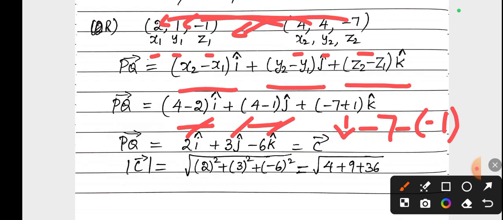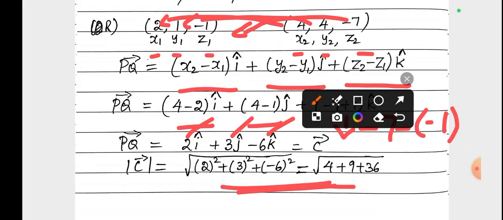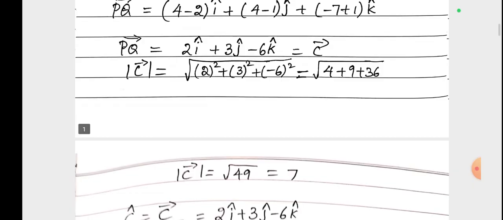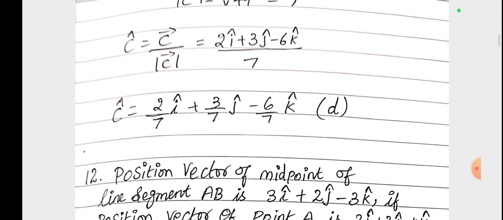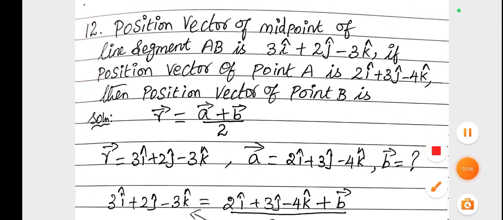And we are finding the magnitude, which we have already done in the earlier method. We got root 49, that is nothing but 7. Then we can find as usual C cap equals C vector by magnitude of C vector, and we will get the same answer. So now, are we going for the next question?